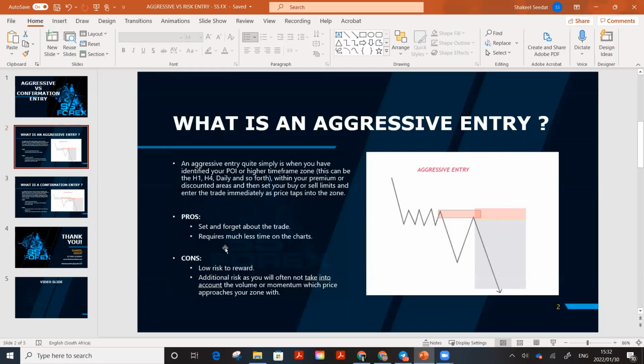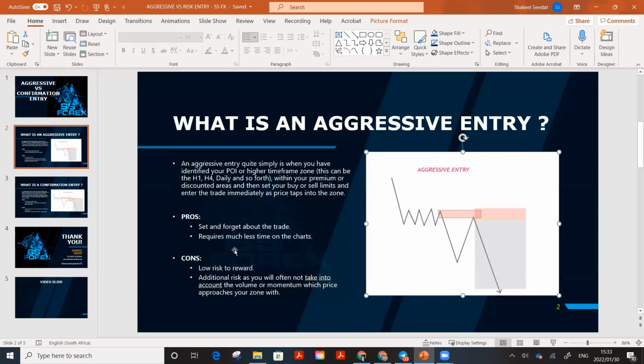So before we get to the pros, as you can see in this picture on the right, you've identified your higher time frame zone or point of interest. That's a supply zone that we identified, and then you basically just wait for price to retrace and come back to that zone, and then you set your sell limit according to that zone. So immediately once price touches the zone, your trade is now active and you wait for it to hit TP.